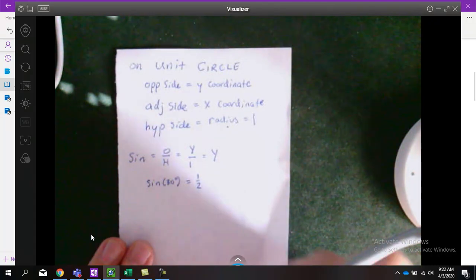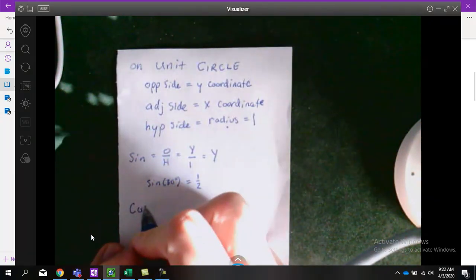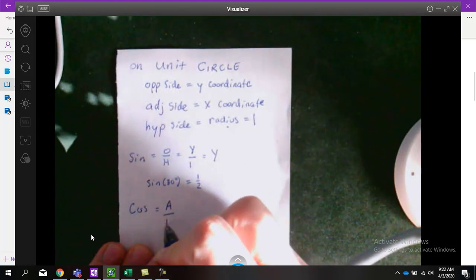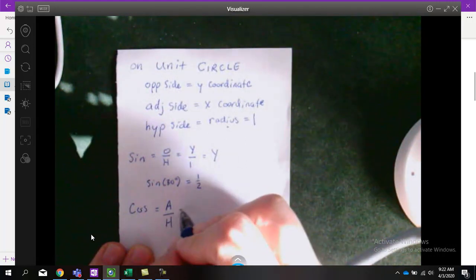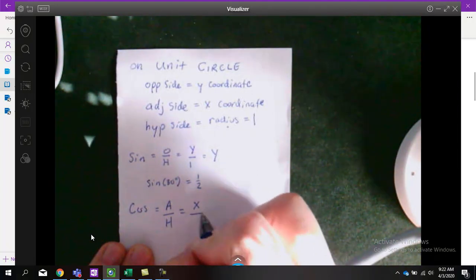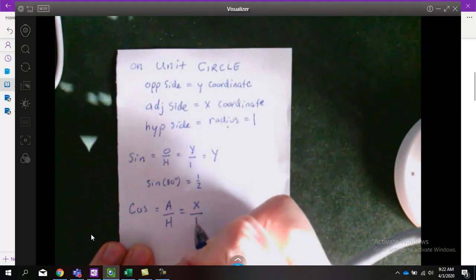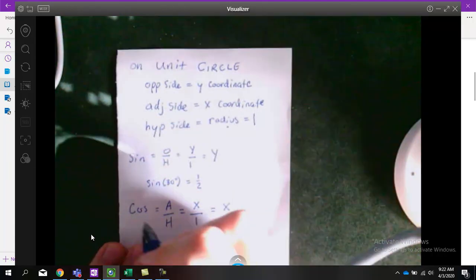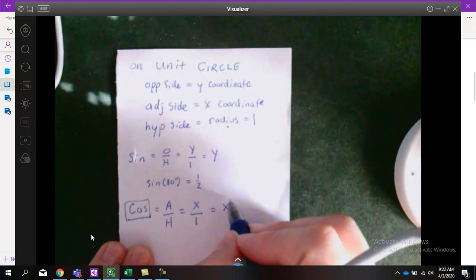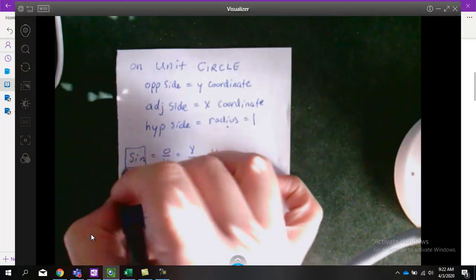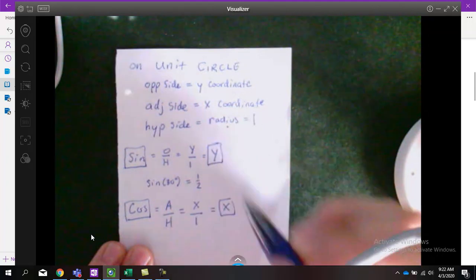I can answer questions like that. The next one is the cosine of the angle, which was defined as the adjacent over the hypotenuse. The adjacent we just learned is the same as the x-coordinate, and the hypotenuse is again the radius, but the radius is 1. This means the cosine is the x-coordinate. The sine is the y-coordinate.